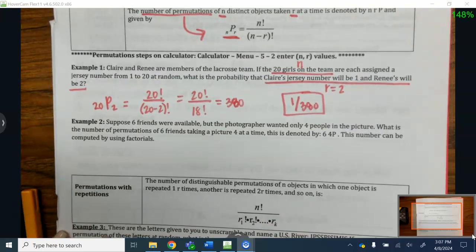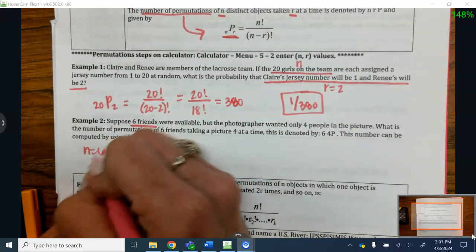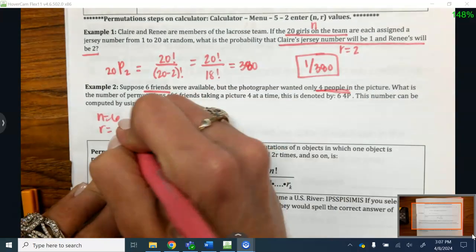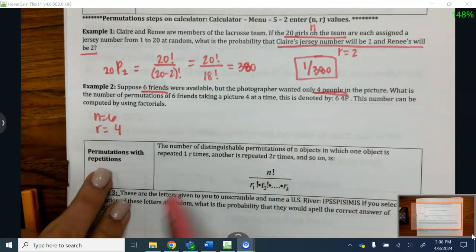Suppose 6 friends were available. So N is 6. But the photographer wanted only 4 people, so R is 4. We're taking 4 of the 6 people in the picture. What is the number of permutations of 6 friends taking a picture 4 at a time? That is denoted by 6P4.